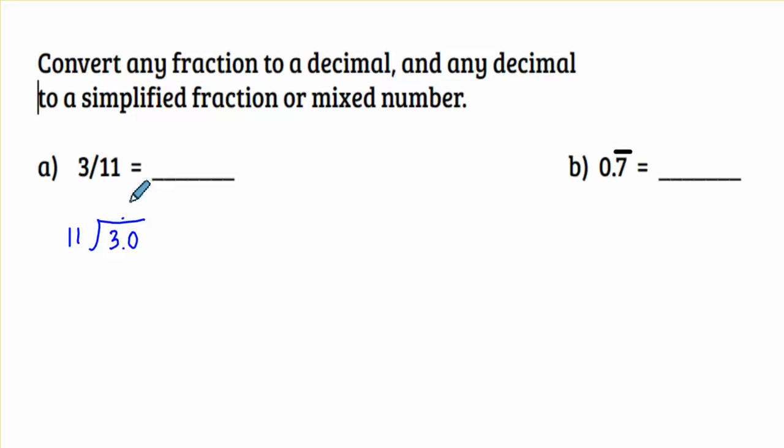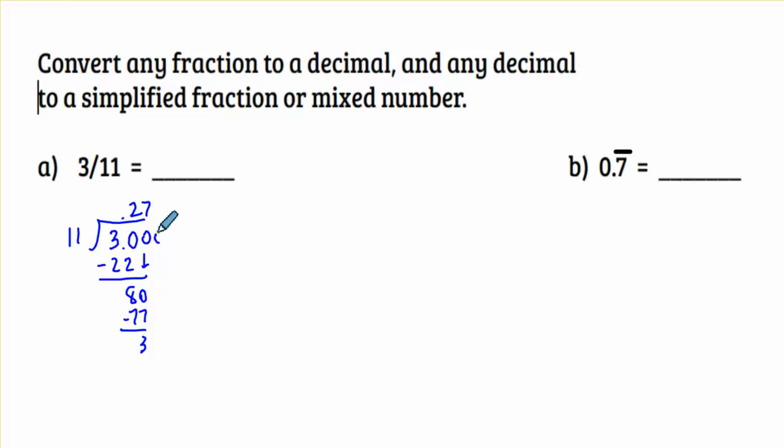Well, 11 times 2 is 22. When I subtract, 30 take away 22 is 8. So I need to keep going. I'm going to add a 0, bring it down. 11 goes into 80 7 times. 7 times 11 is 77. I subtract and I get 3.